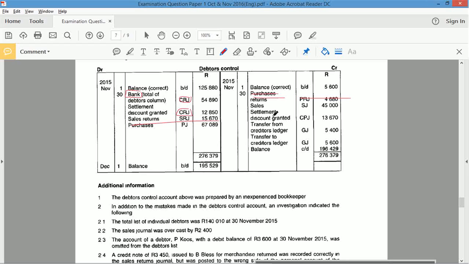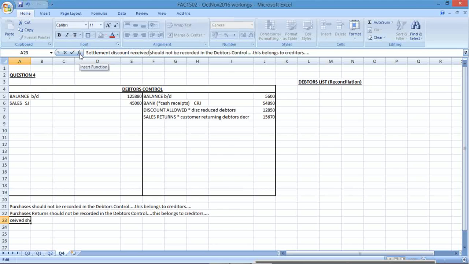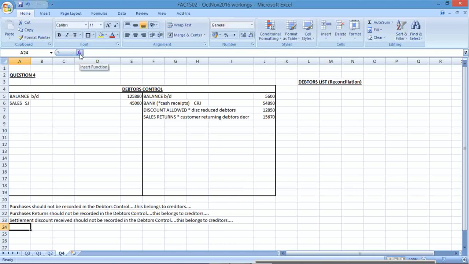No. Settlement discount granted. Why do we have two? That's odd. Oh, this is CPJ. There's the clue. So it shouldn't be in the debtors. If it's in the cash payments, it's actually a discount that you've received, not a discount that you've paid, because when you pay, you get a discount. So I would also put that here. Settlement discount received. Should not be recorded in the debtors control. Great. Next.